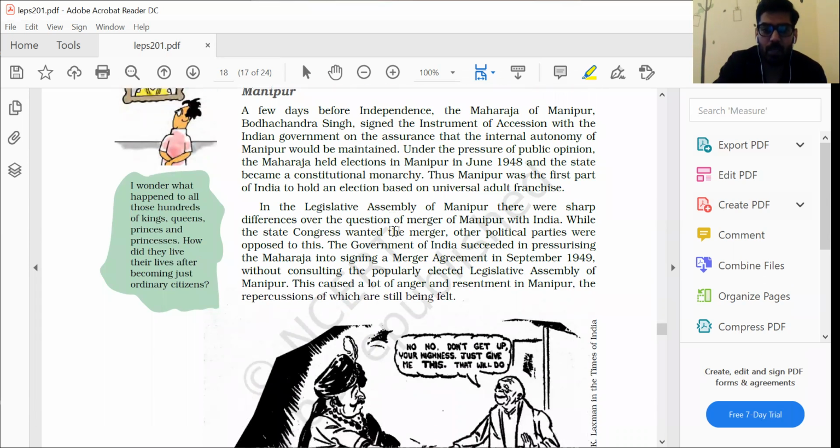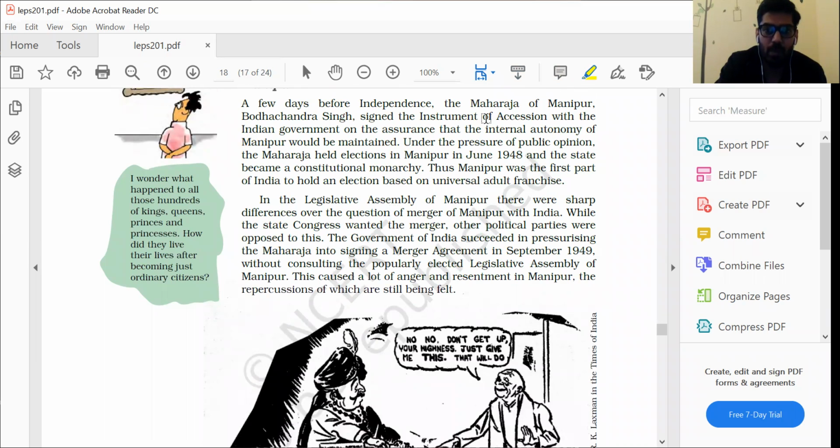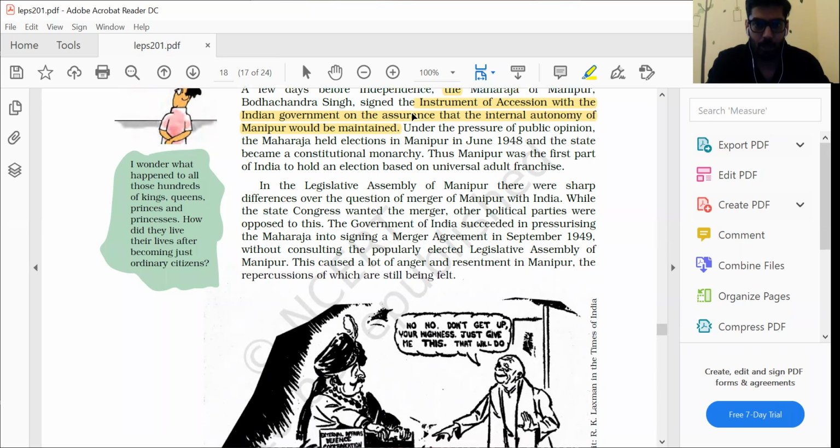Manipur, again, a few days before independence, the Maharaja of Manipur, Bodha Chandra Singh, signed the instrument of accession with the Indian government on the assurance that the internal autonomy of Manipur would be maintained. Again, he's saying that we have some distinct practices. We want some functional internal autonomy, some kind of freedom you need to give us. And under the pressure of public opinion, the Maharaja held election in Manipur and the state became a constitutional monarchy.